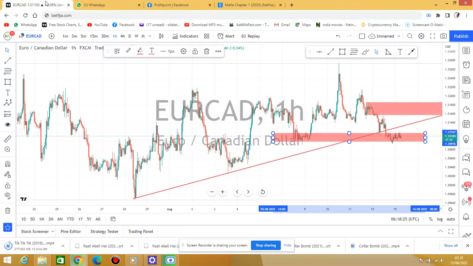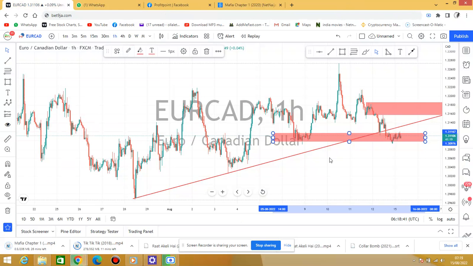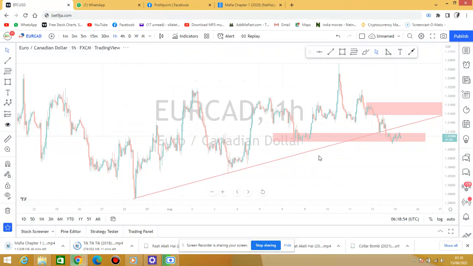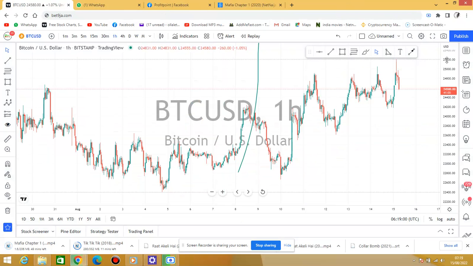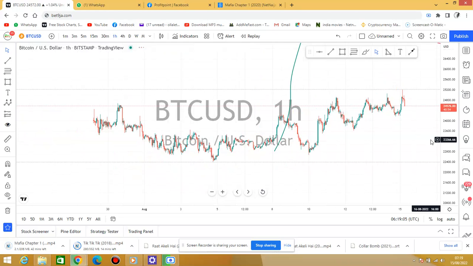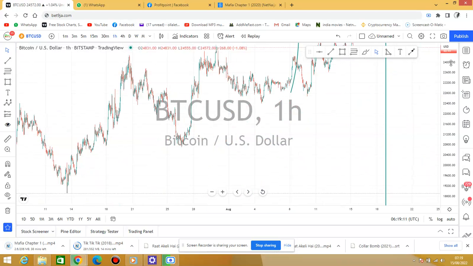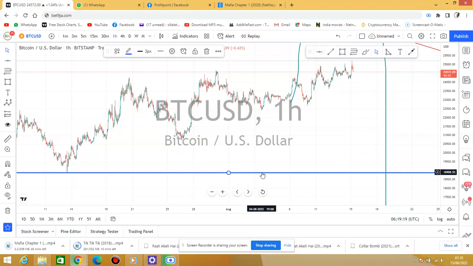So on cryptos, let's start from Bitcoin, BTC USD. Bitcoin is selling. Like I said on the Zoom call yesterday, Bitcoin might come down to as low as 19,000 by the end of this week.